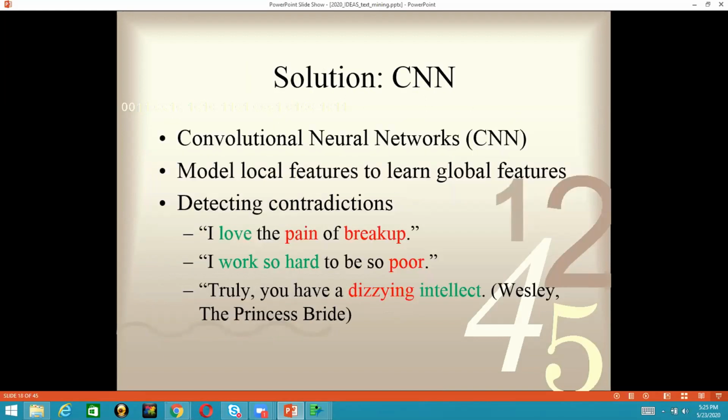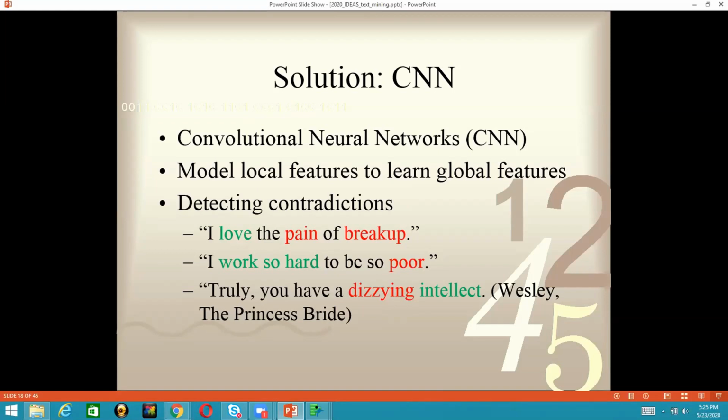And the answer is a CNN. CNN is the traditional neural network, convolutional neural network, and simply models local features to learn the global features, and detects whether the passage is serious or sarcastic by detecting contradiction.